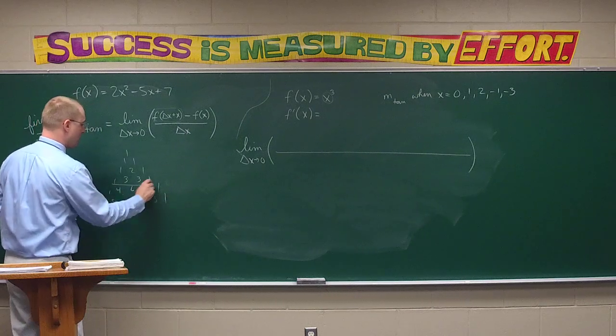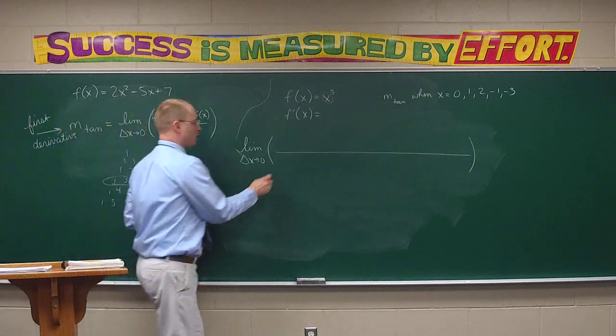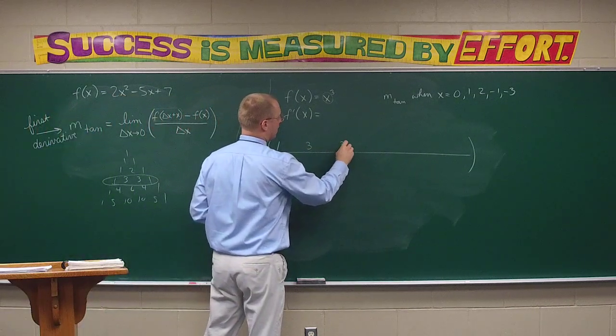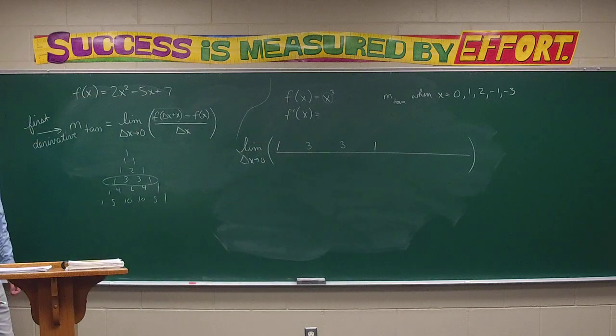Yeah, so we're going to go with this row right here. Do this with me. There are your seats. We're going to start with a 1, 3, 3, 1. That's how we cube a binomial.